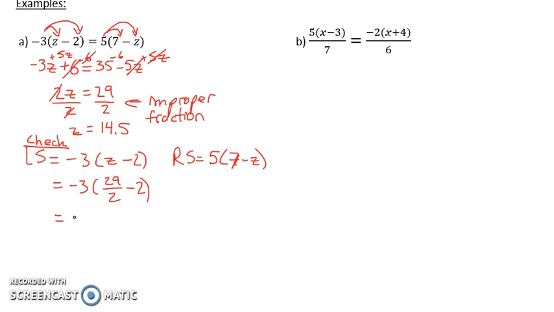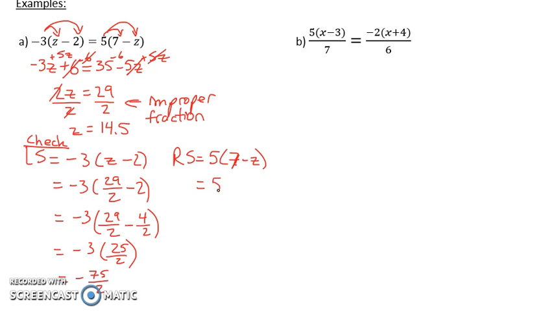We're going to be able to solve this and see if we get the same value for the left side and the right side. Well, in order for me to subtract these two terms in the brackets, I need to get a common denominator. And you can clearly see, I hope, that 29 minus 4 is 25. And that just becomes negative 75 over 2.